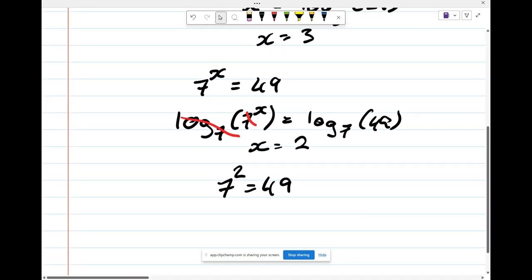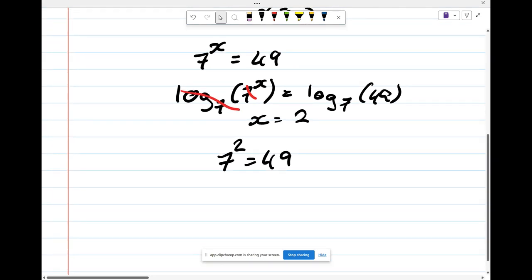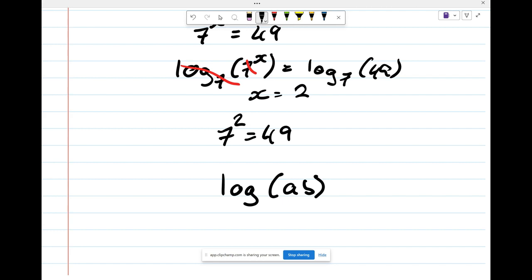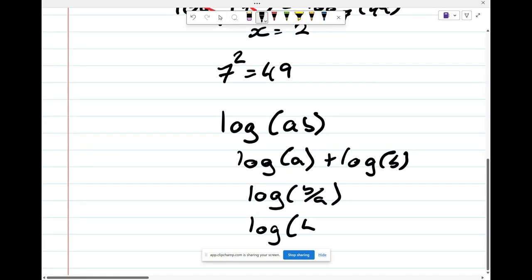In your log tables, there's actually lots of formulas as well that we'll use, and we'll see that in the very next question that we'll do. You don't have to learn these off, because the more you use them, the more you'll just remember them. But some brief ones that are useful: if you have log of something times another thing, that's the same as log plus log. And if you have log of something divided by something, that's the same as log minus log.